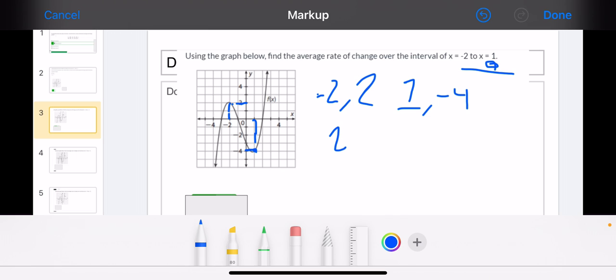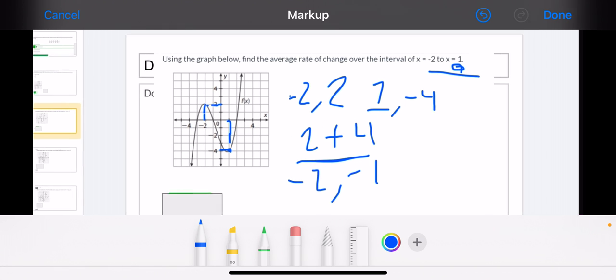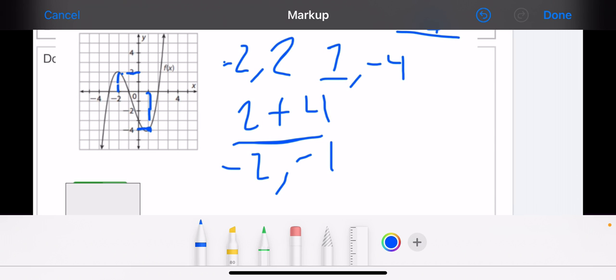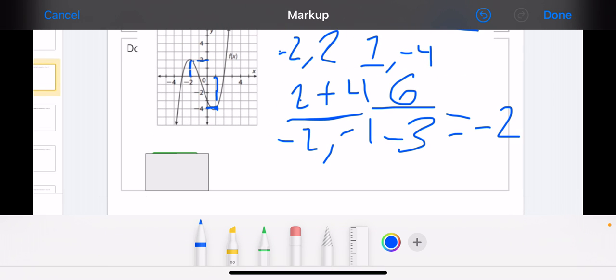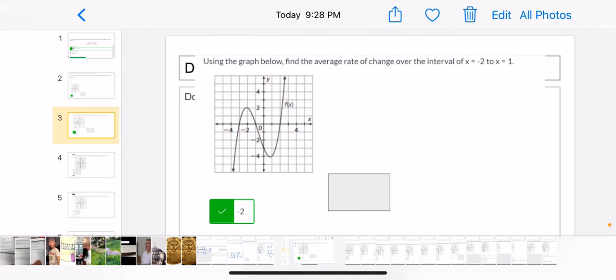Okay, so we just set that up in the slope formula. It doesn't matter if it's y2, y1, as long as you set the verticals up right like that. So 2 plus 4 would be 6, over negative 3, which should equal negative 2.